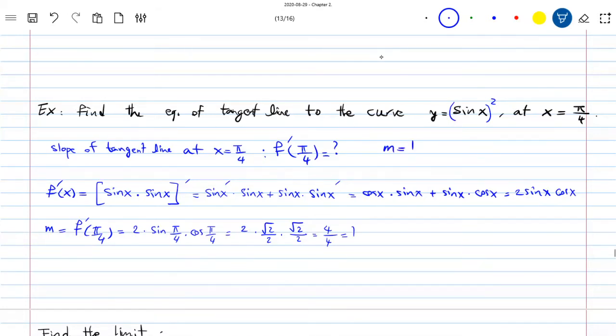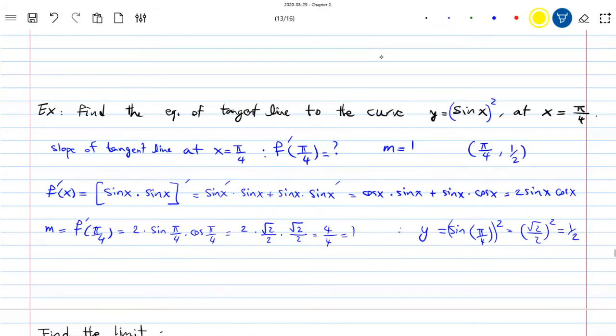How about the point? The point is given, x is given as pi over 4. So you have the x value. How about the y value? The y value comes from the original function. So y would be replacing pi over 4 into the function and squaring it. So sine pi over 4 is square root of 2 over 2, squared, which is simply 1/2.